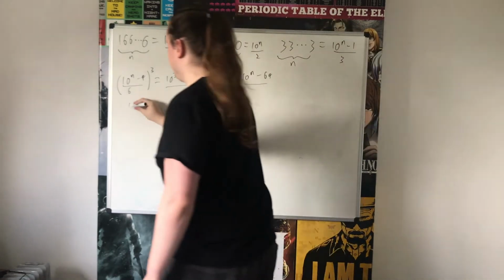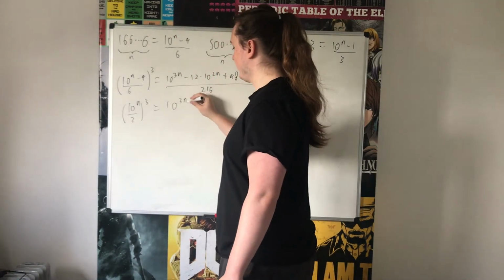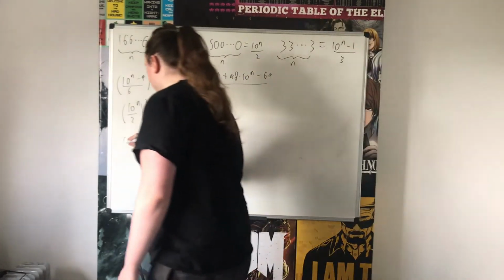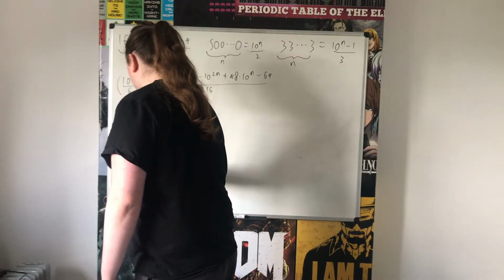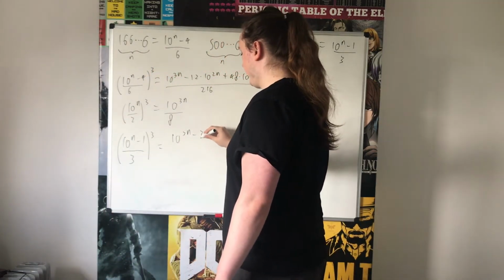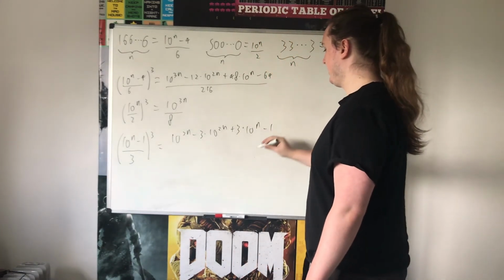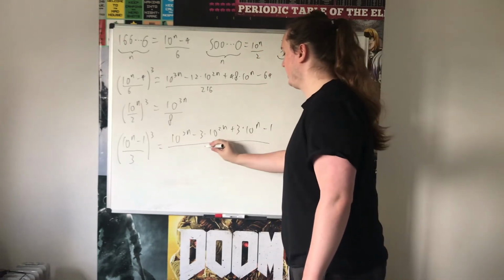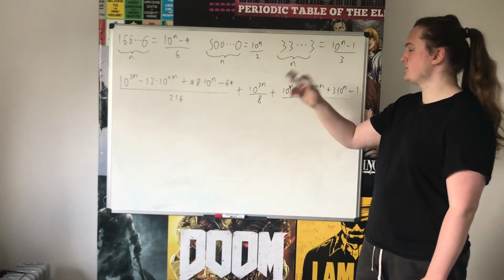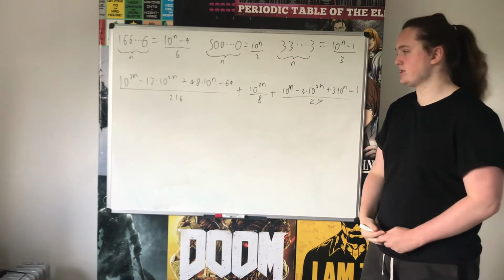If we cube this, so 10 to the n over 2 cubed, we get 10 to the 3n over 8. And finally, if we cube this expression, 10 to the n minus 1 over 3 cubed, we get 10 to the 3n minus 3 times 10 to the 2n plus 3 times 10 to the n minus 1 all over 27. So now we want to sum the cubic expansions of each of these expressions, so we need to make a common denominator, which in this case will just be 216.